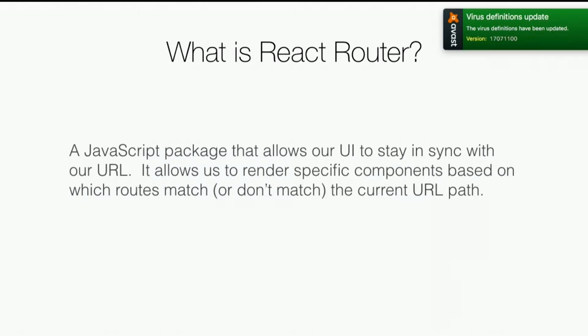Go for it. JavaScript package that allows our UI to stay in sync with our URL. It allows us to render specific components based on which routes match or don't match the current URL path.